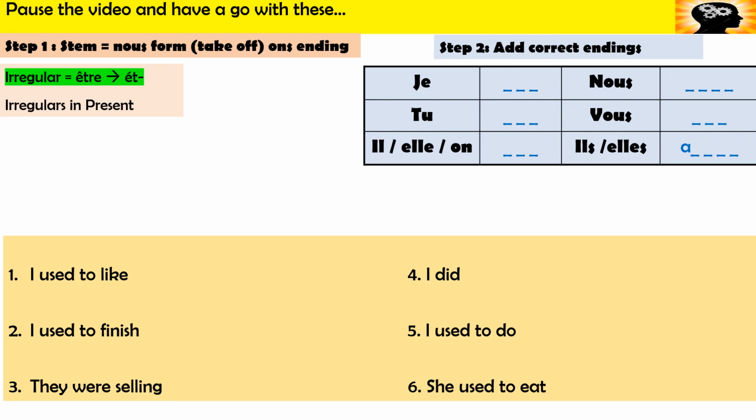I used to like. So think about all the steps. Take the nous form, take it off. This is what you should have. Nous aimons, take off the ONS, so it changes to j'aimais. I used to like. I used to finish.